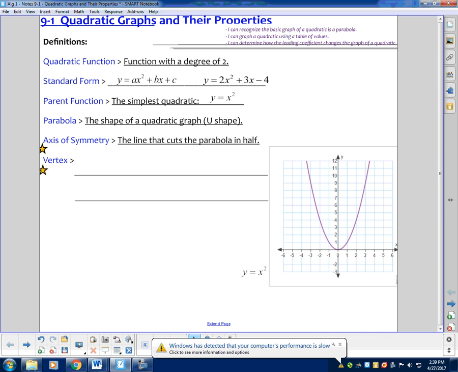Axis of symmetry is the line that cuts the parabola in half. So people have an axis of symmetry, right? Like we're basically a mirror. If you cut right down the middle, or well, more or less, we're not terribly symmetric, right? But a lot of us have. Lots of things in life are symmetric, but people are generally symmetric.